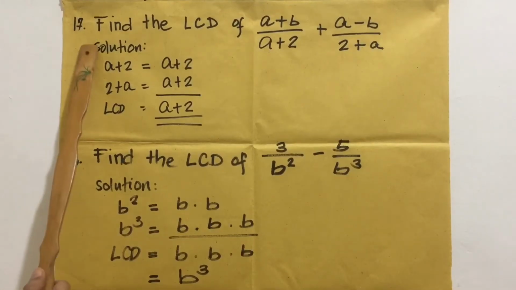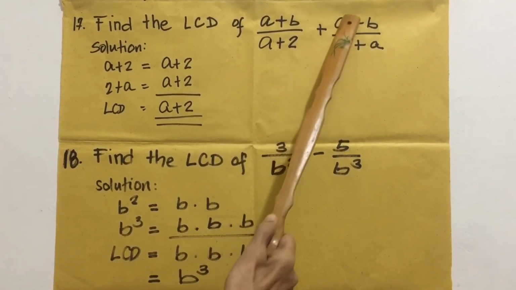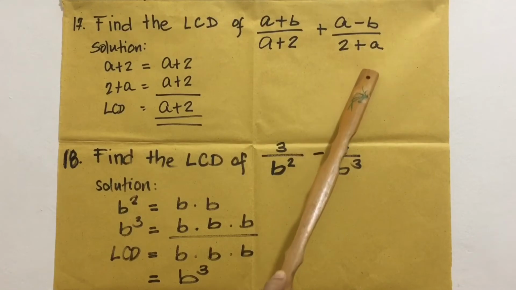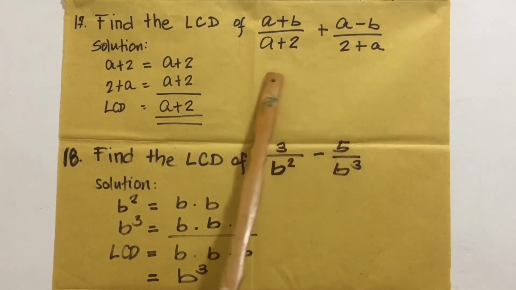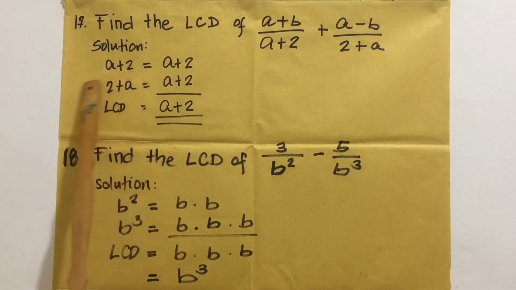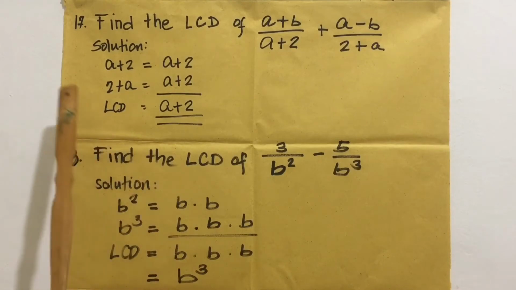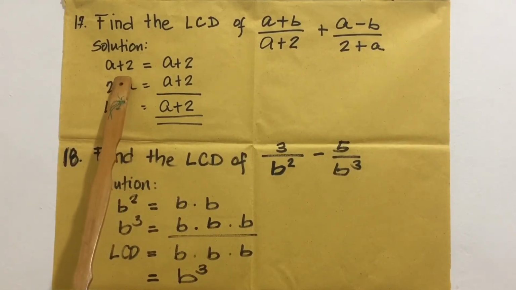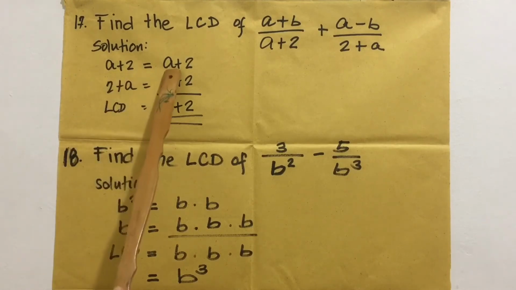Okay, next, number 17, find the LCD of a positive b over a positive 2 plus a negative b over 2 plus a. Since we're asking for the LCD, our concentration will be on the denominators. So we're going to find the LCD of a plus 2 and 2 plus a. So what we have to do is find the factor of this. Since this is prime, there is no other factor except 1 and a plus 2. So we'll just copy a plus 2 again.